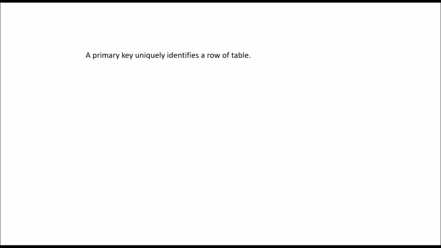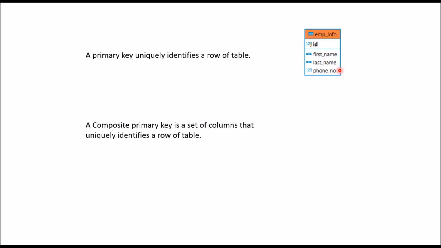Primary key uniquely identifies a row of a table. For example, in this table emp_info, we have primary key as ID. Similarly, when we say composite, we mean a collection of something. A composite primary key is a set of columns that uniquely identifies a row of a table. For example, in this table attendance, we have emp_id and effective_dt. Both of these columns can make a composite primary key.